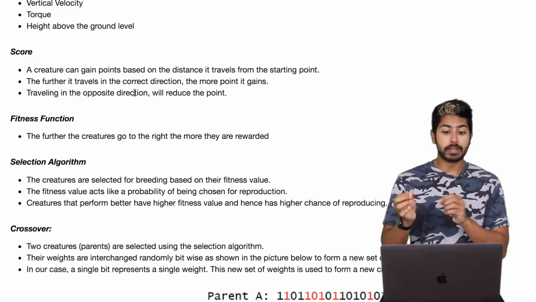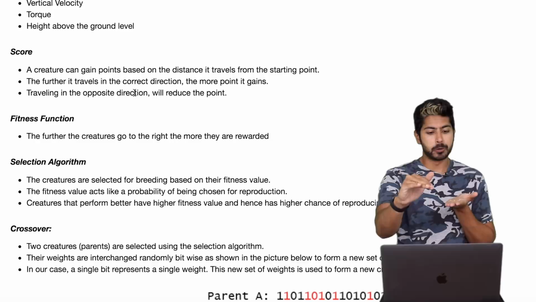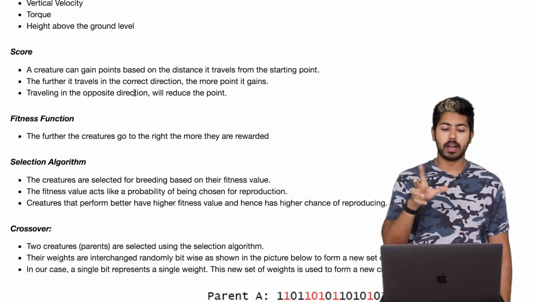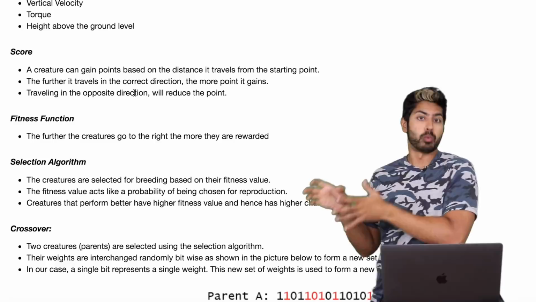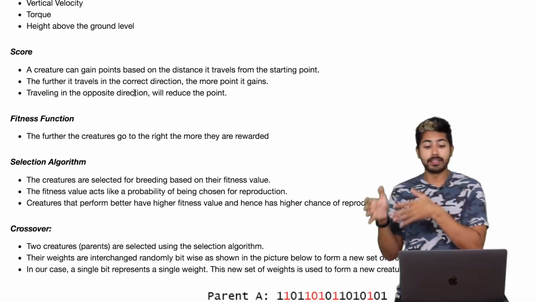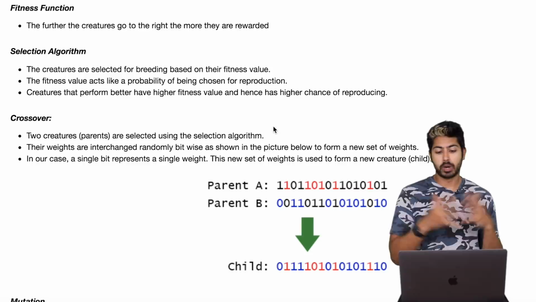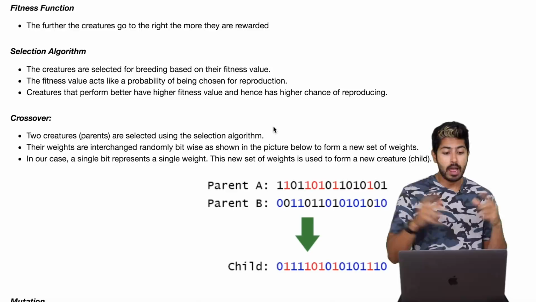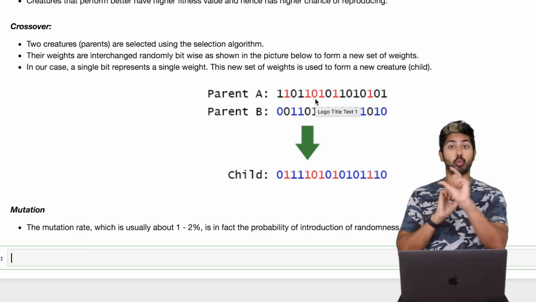The fitness function, the way we define how fit a neural network is in this context, is how far a creature goes. The selection algorithm, which picks the most fit neural networks, selects based on their fitness value, which will be a scalar, a single value. That fitness value is going to act like the probability of being chosen for reproduction. The creatures that perform better have higher fitness values and hence a higher chance of reproducing. When it comes to crossover, breeding, reproduction, whatever you want to call it, two creatures, these parents, are selected using this selection algorithm. Their weights are interchanged randomly in our case. Finally, mutation is a single parameter that's going to change the probability of introducing randomness to each of these networks. So let's get into the code here.